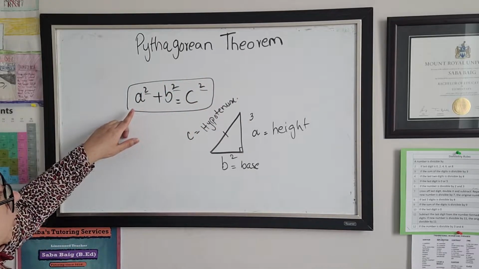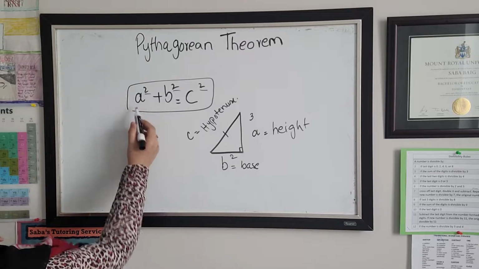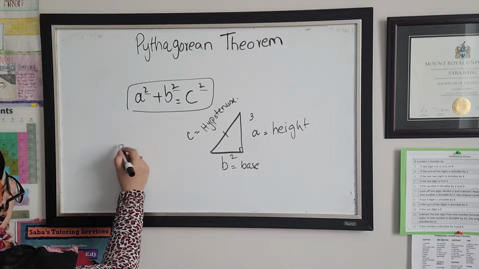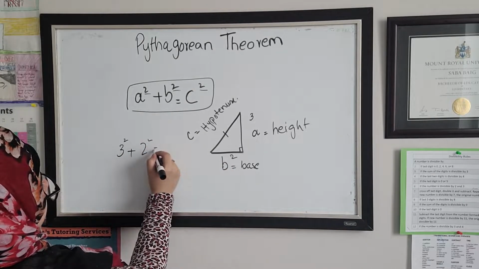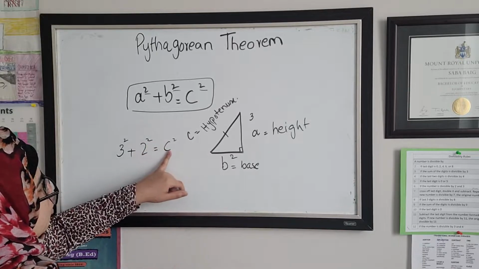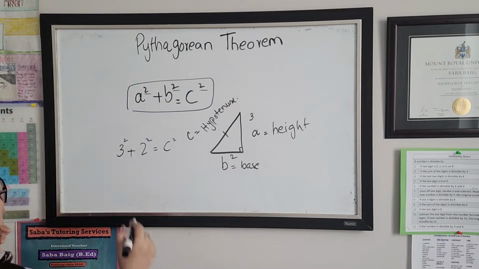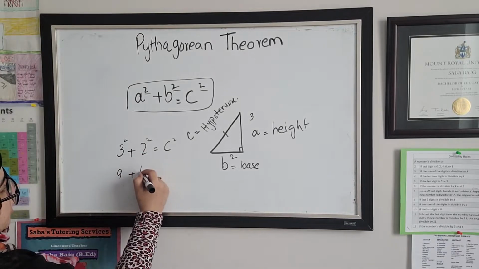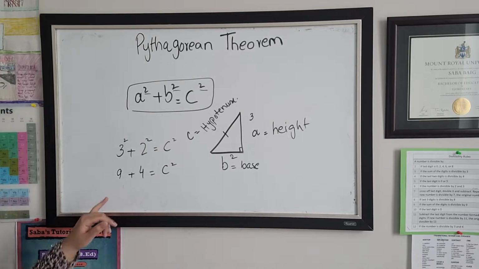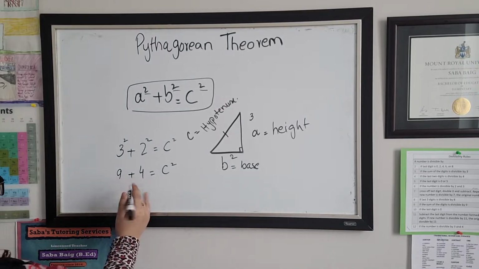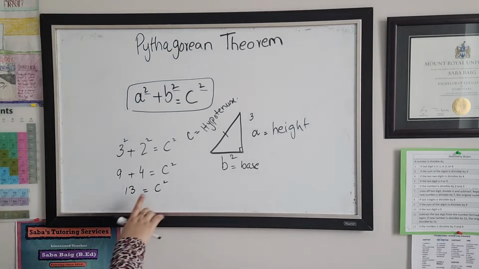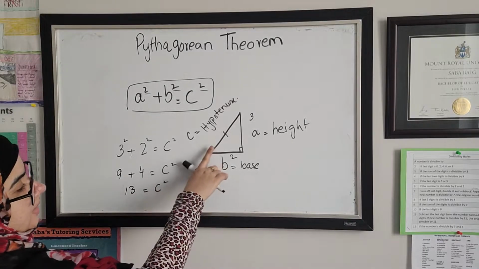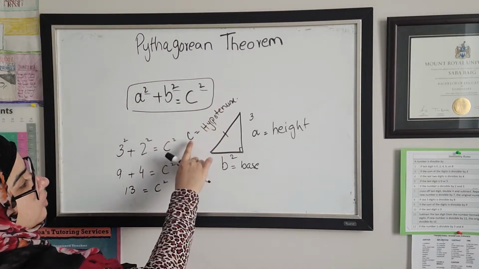All right, so I'm going to start inserting the values in the formula. So a squared, A is 3, so I'm going to use 3 squared plus b squared, B is 2, so 2 squared equals c squared. C is still unknown. We don't know what C is. So 3 squared means 3 times 3, 9, plus 2 times 2, 4, equals c squared. So now I'm going to add 9 plus 4. That's going to give me 13 equals c squared. As I said before, that's c squared, not C.